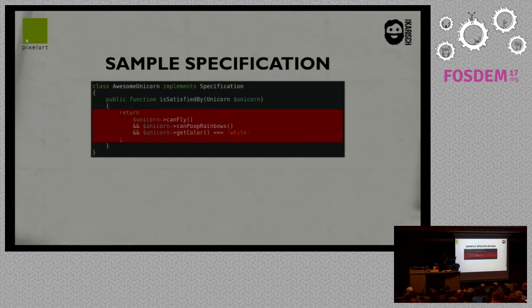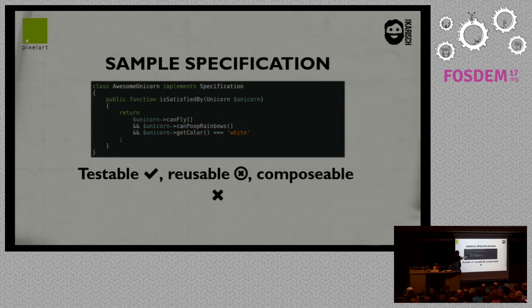Any questions? Does it look simple enough for a specification class? That's fine. The only problem is that we get a unicorn instance, which means it is testable, but not reusable, because we only have a unicorn instance. You can't test a turtle against an awesome unicorn. And, of course, it's not composable.